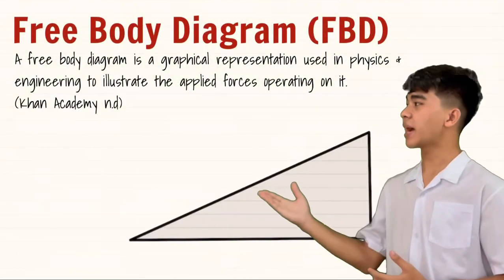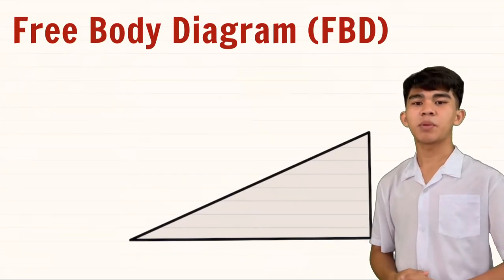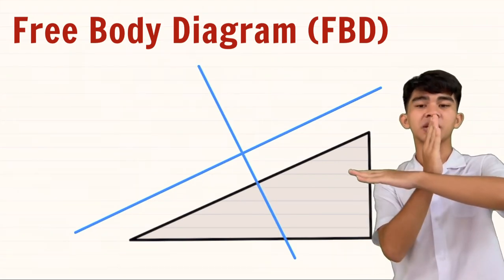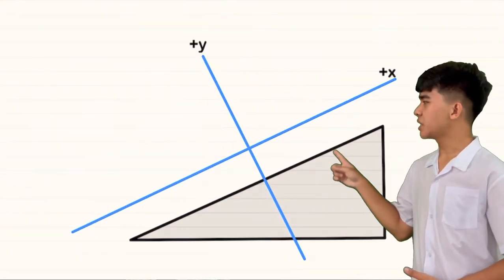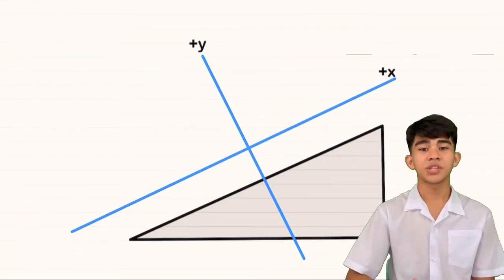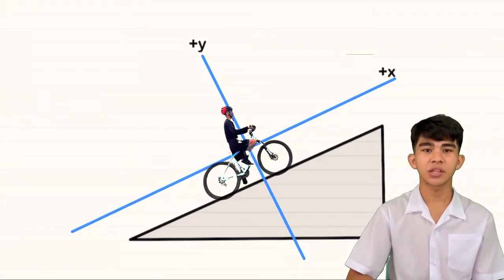Let's look at the free body diagram. So this is the inclined plane, the x-axis which is parallel to it and the y-axis which is perpendicular to the x-axis. Let's denote this as the positive x-axis and that one as the positive y-axis. To simplify the FBD, we consider the cyclist and the bike as one body and it is represented by this box.